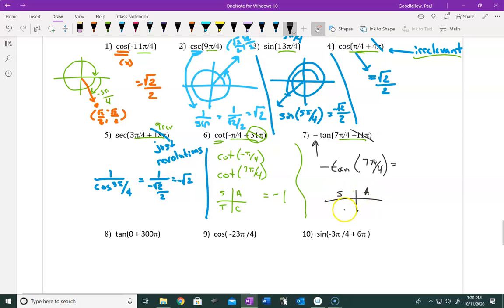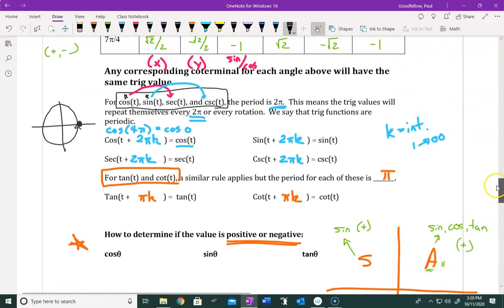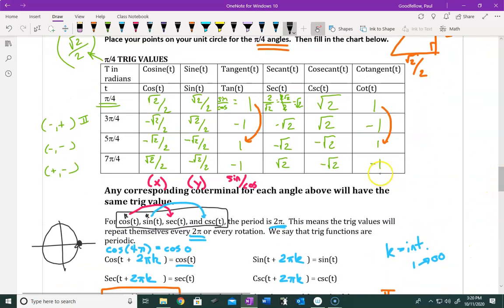All Students Take Calculus, so tangent must be negative, and tangent is 1 or negative 1 in that location. So this would be a negative times negative 1, because it's in the 4th quadrant, and the negative on the outside would make it a positive. Check your answers. Make sure I did that right in that chart. Is tangent negative 1 in the 4th quadrant? Oh, it is. I did good.